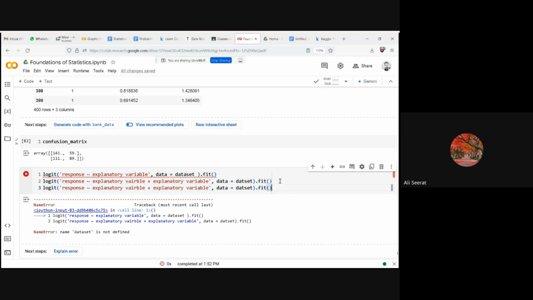Similarly, we can have another one. Instead of plus, we can have the product of these, so multiplying the same two explanatory variables, explanatory variable 1 and explanatory variable 2. So this is the main formula for both logistic regression and multiple logistic regressions. The same as we have done for the other ones. The true positives and true negatives will be the same. There will be no changes in those.